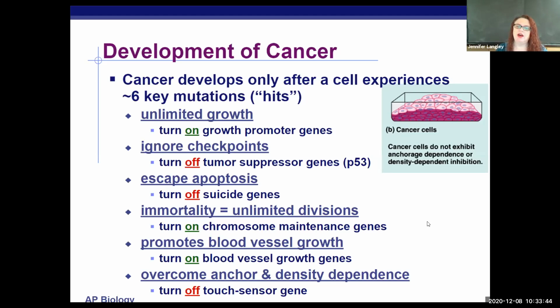And then we can overcome anchorage and density dependence. So when we looked at our culture plate, it was flat, right? Just a flat layer of cells because it was density dependent. But in this case, it doesn't care anymore. It's like, yo, just keep going, keep packing them in there.